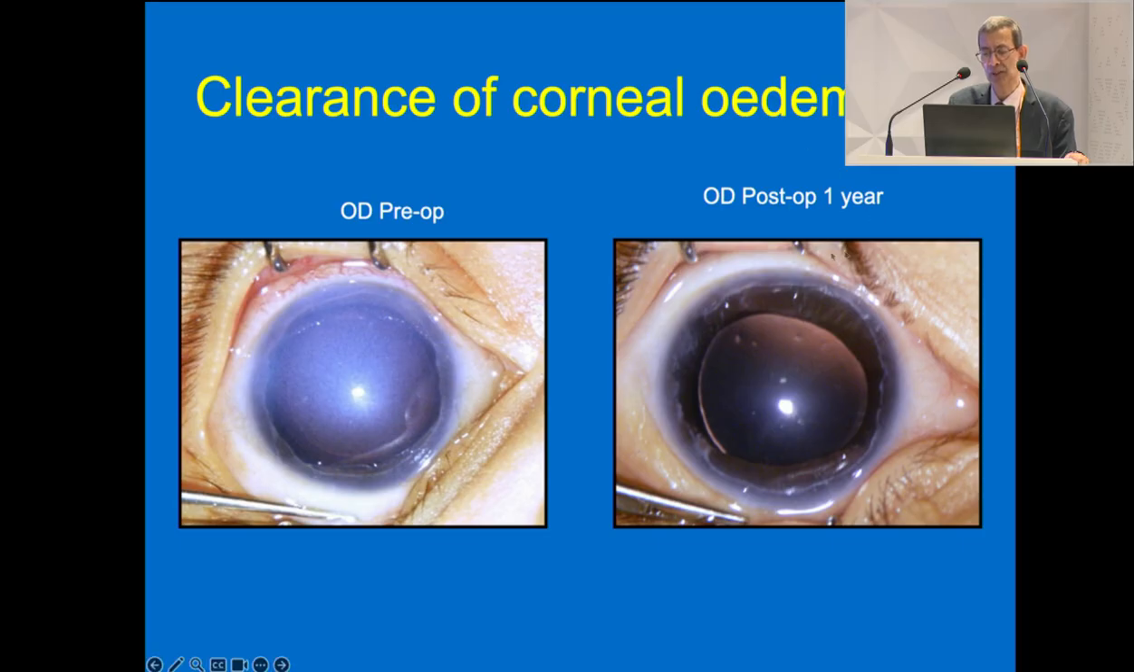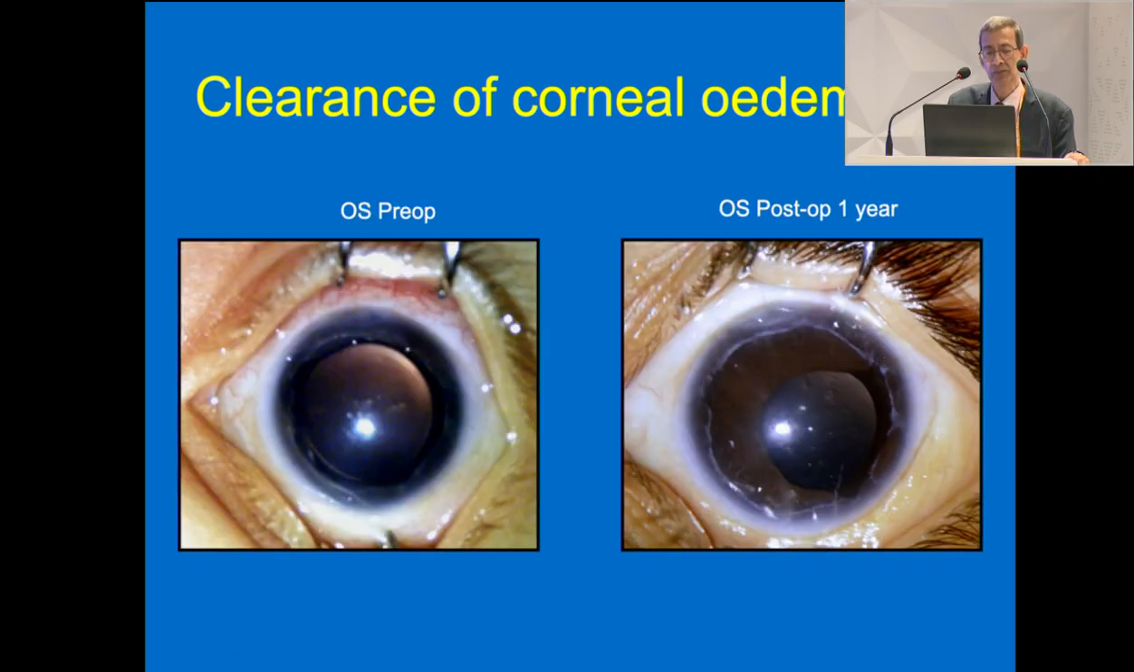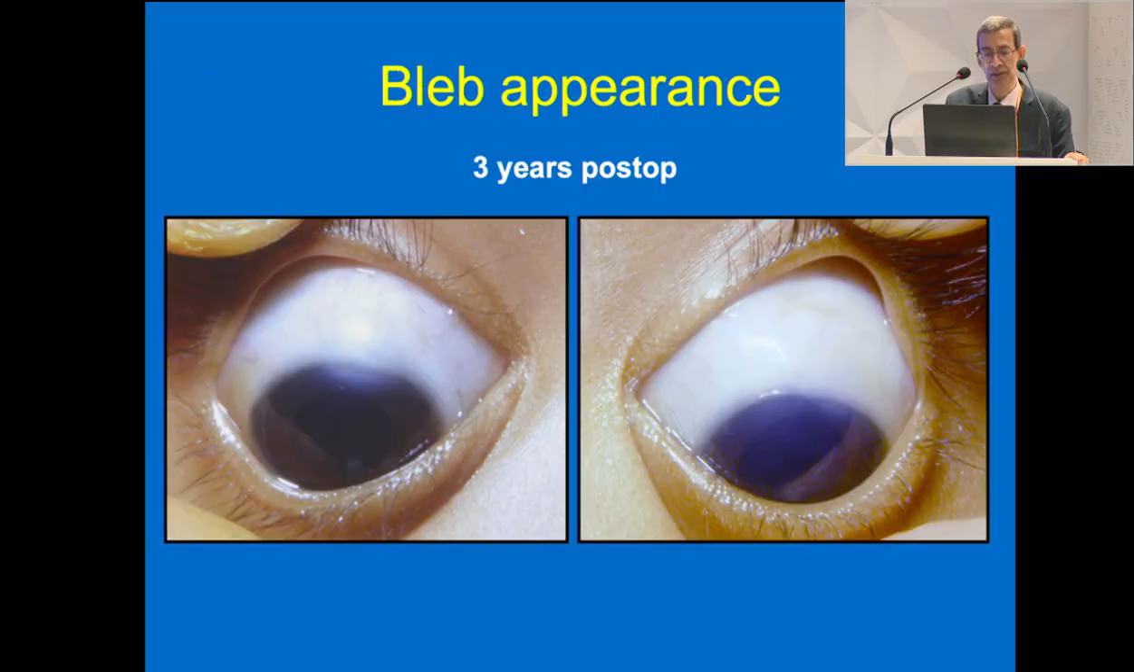You can see once the corneal edema cleared, prominent Schwalbe's line is much more clearly seen. The other eye of the same patient, left eye, preoperative and 1 year postoperative appearance. This is 3 years postoperative appearance of the bleb, right eye and left eye.